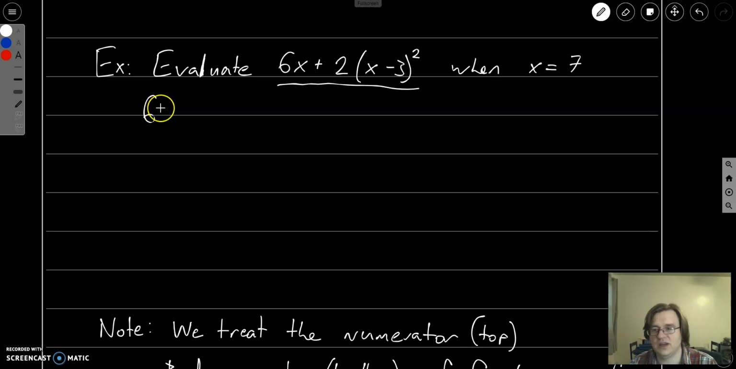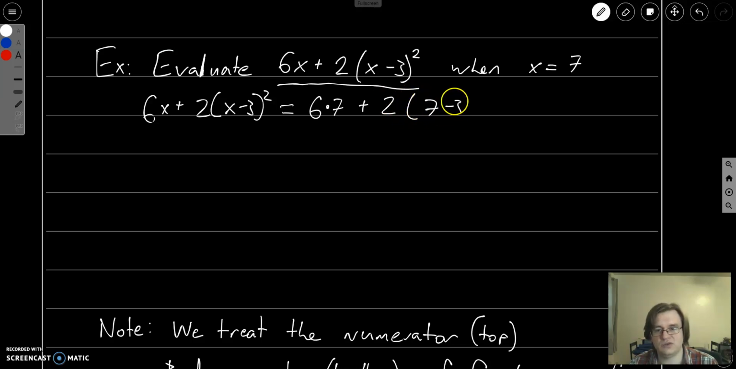So here we can write 6x plus 2 times x minus 3 squared. And now I get to plug in 7. So first we notice that we're taking 6 times 7, and I'll add this dot here so that we know that it's not 67, but actually 6 times 7, plus 2 times 7 minus 3 quantity squared.